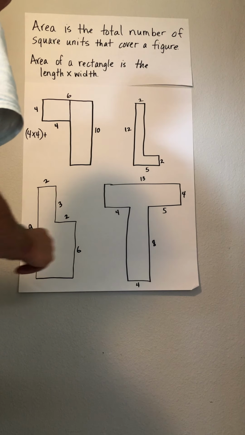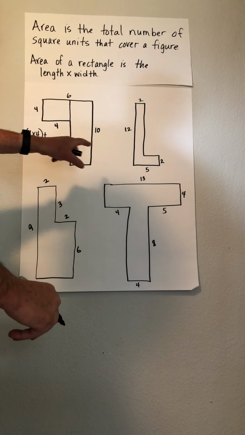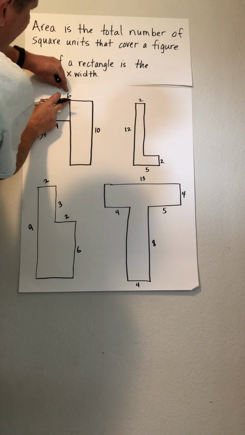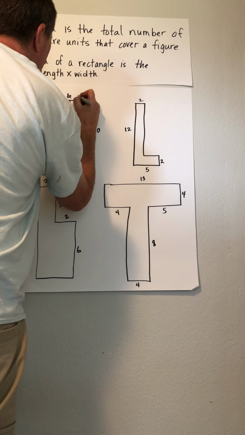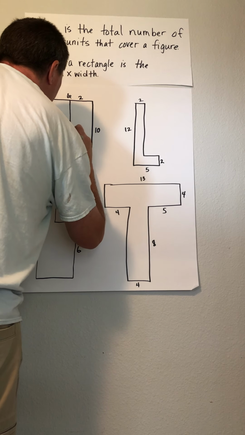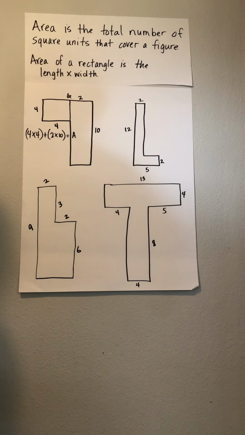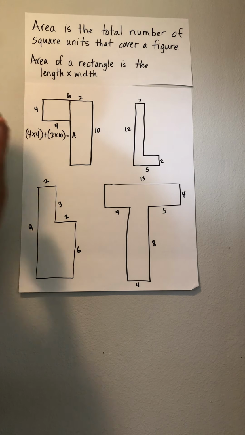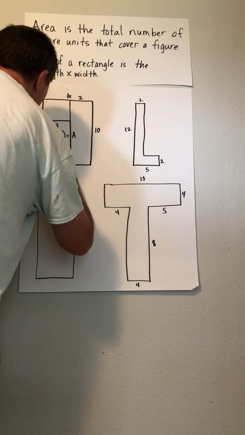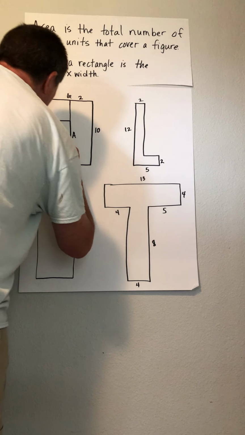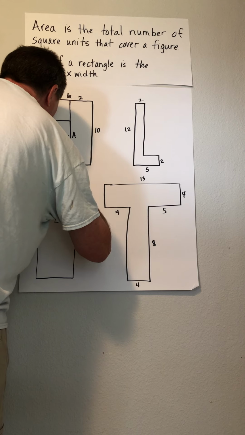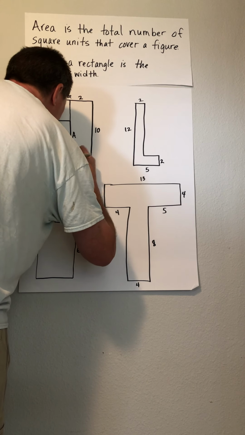Now this one, we know one side is 10, but how long is this side? Well, this is 4, and the whole thing together is 6, so this must be 2. So 2 times 10 equals the area. Okay, so 4 times 4 is 16, plus 2 times 10 is 20. So 16 plus 20 equals 36. So the area equals 36 square units.